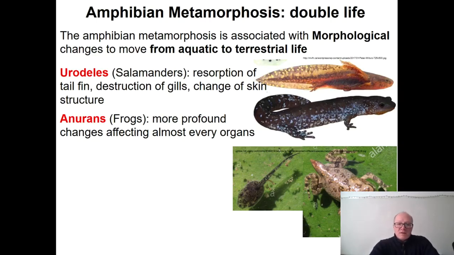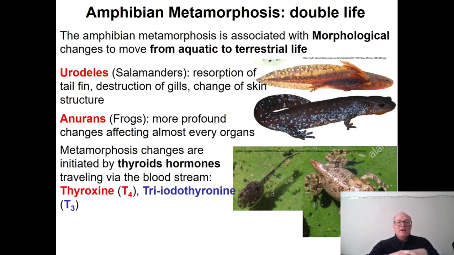The changes that happen during metamorphosis to the tadpole regard almost every organ of the animal, and these changes are driven by thyroid hormones, which of course are produced in the thyroid, which is a gland, and these hormones are released in the bloodstream. The important hormone here is thyroxine, T4, which can be converted into the active form, 3-iodothyronine, or T3.